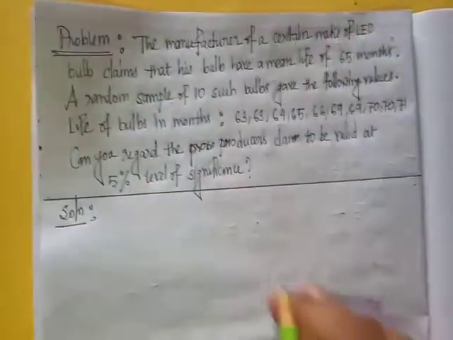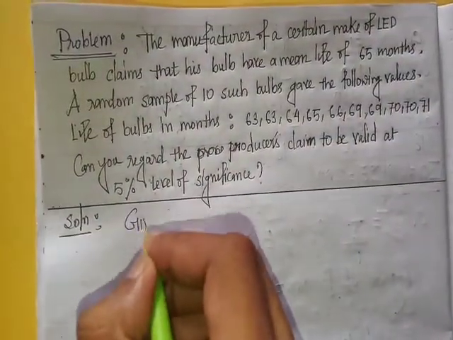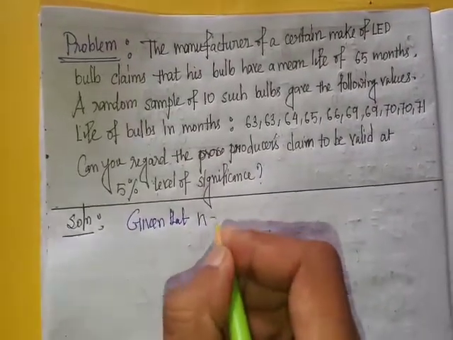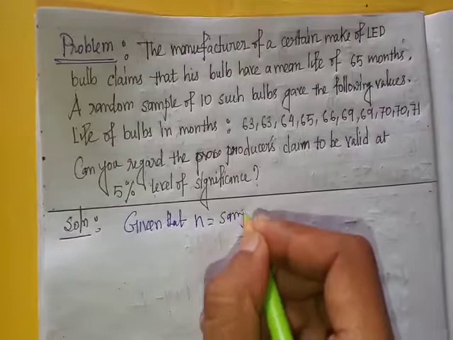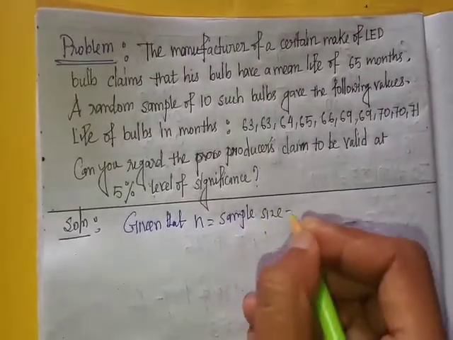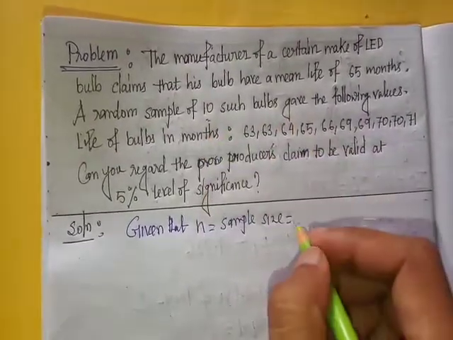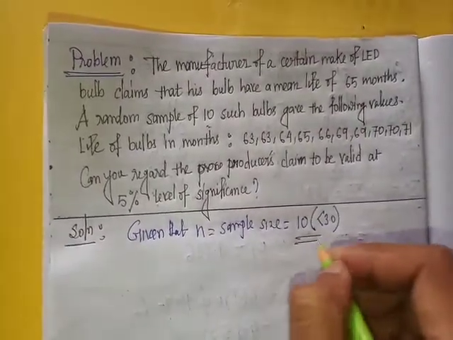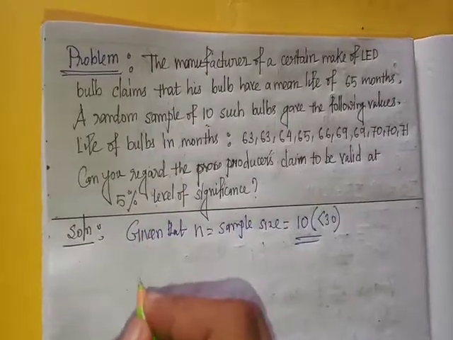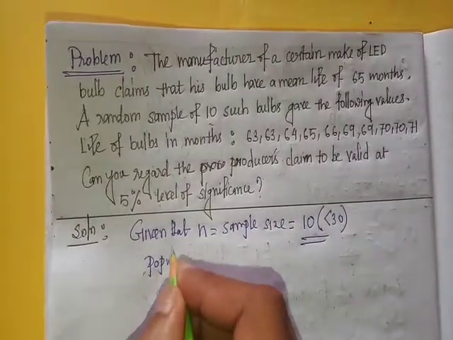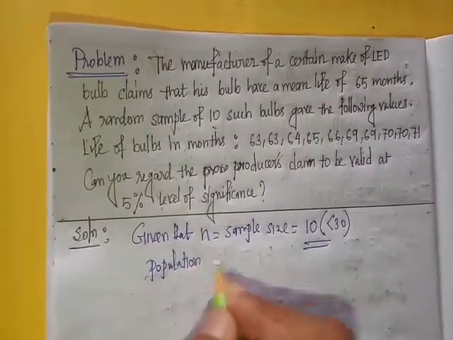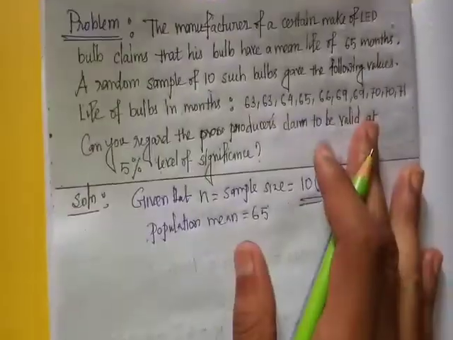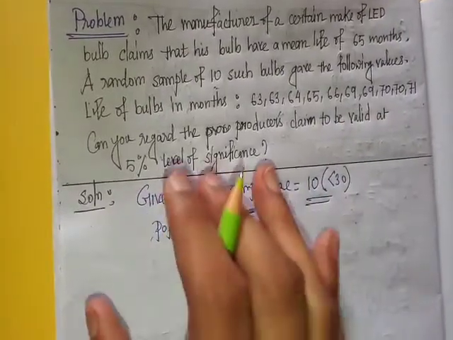Okay, so the solution. Given any sample size, here the sample size is 10, so this is less than 30, so this is a small sample. And the population mean is 65. Next, now we will set the hypothesis.